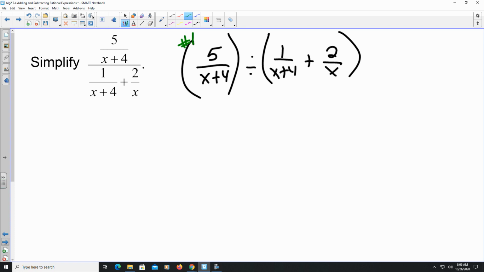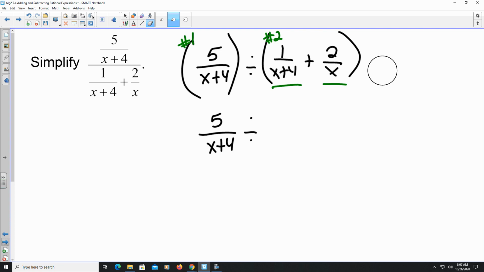But if you look at the second parenthesis, there are two fractions: the 1 over x plus 4, and the 2 over x. Our goal is to make that one fraction. So I'm going to write 5 over x plus 4, which just comes down for the ride. Looking at the second set of parentheses, in order to have one fraction, they have to have common denominators. So I need to find an LCD for this.